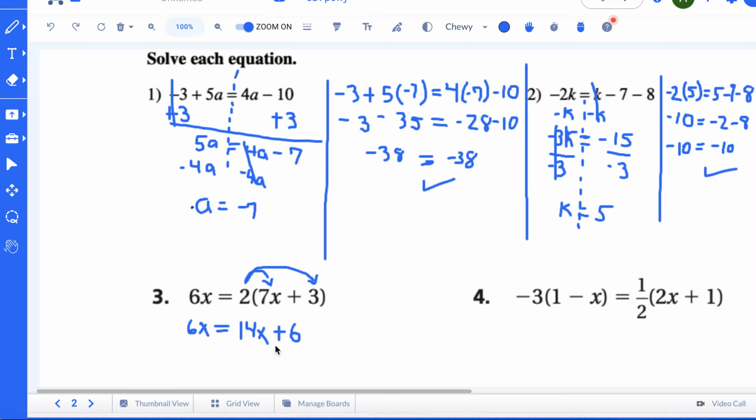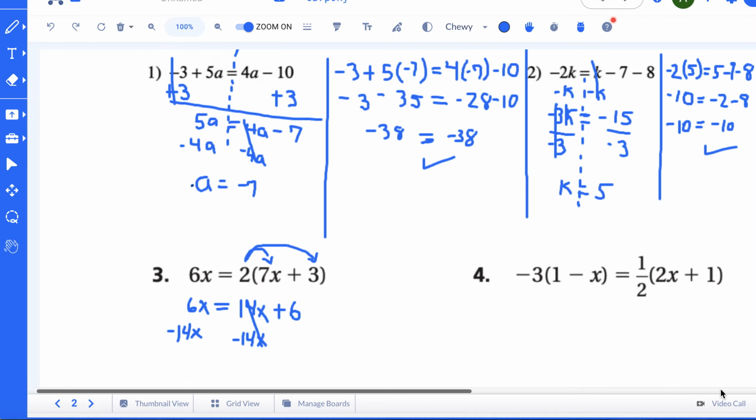I am going to now put my variables together. So I am going to move this 14x to the other side by making it 0. So I'm going to subtract 14x from the right hand side and from the left hand side. Now these are going to cancel.